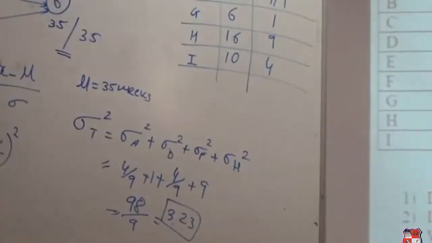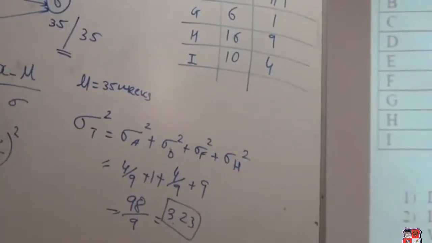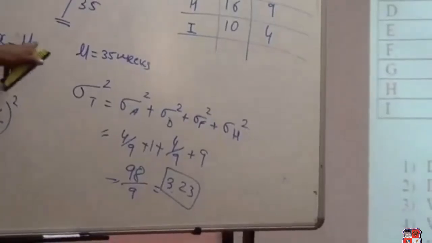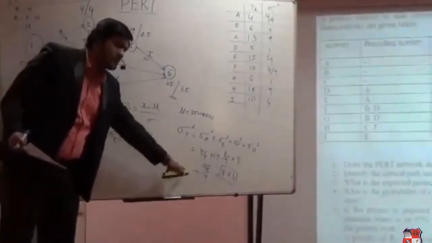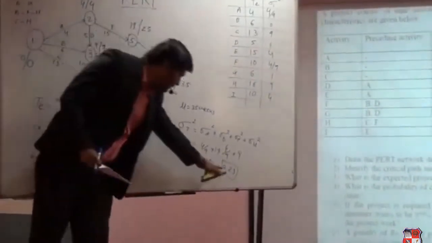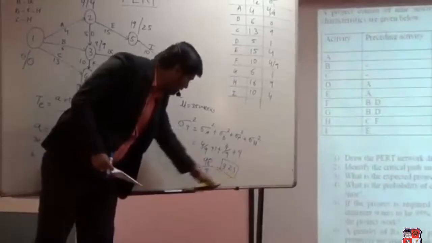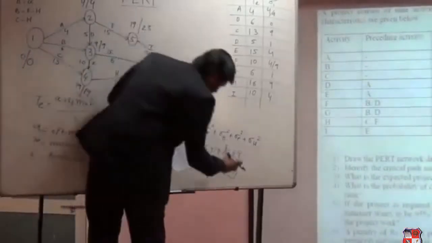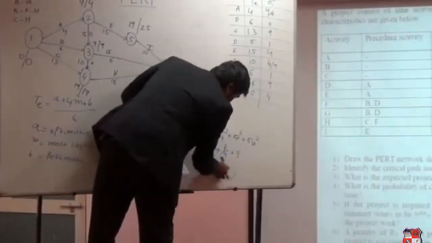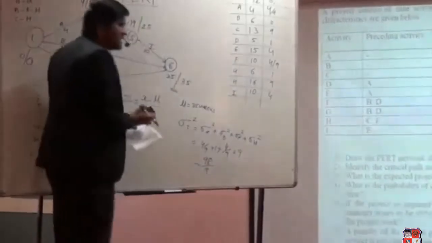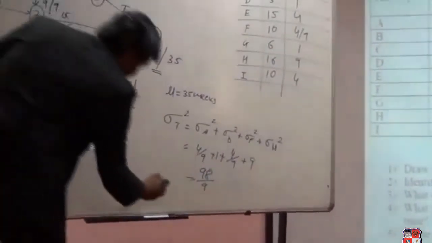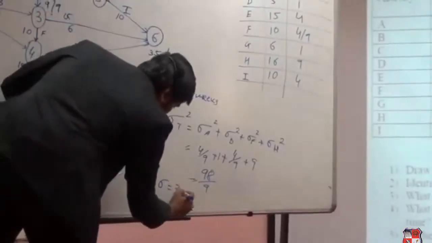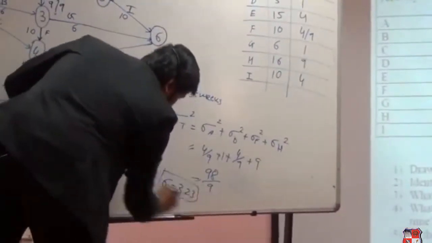So up to this point, we have calculated these parameters: mu, that is the average or expected time duration for the project, and sigma squared, which we have derived. To find sigma, we need the square root of the variance. The answer of that square root will be 3.23.